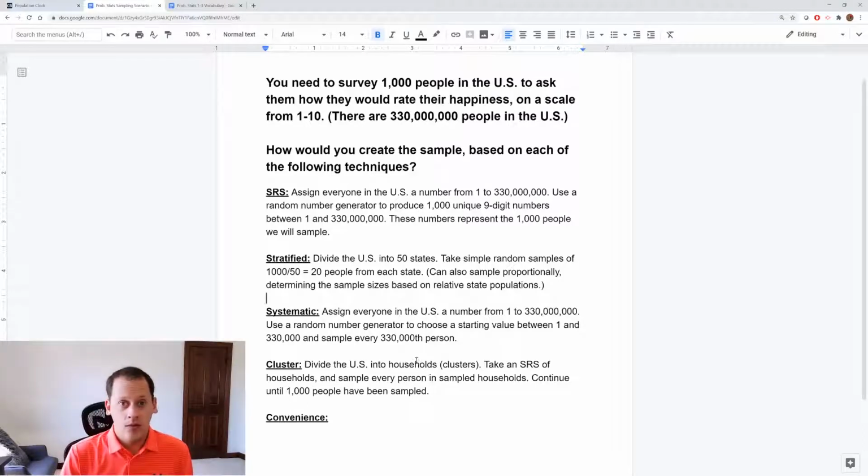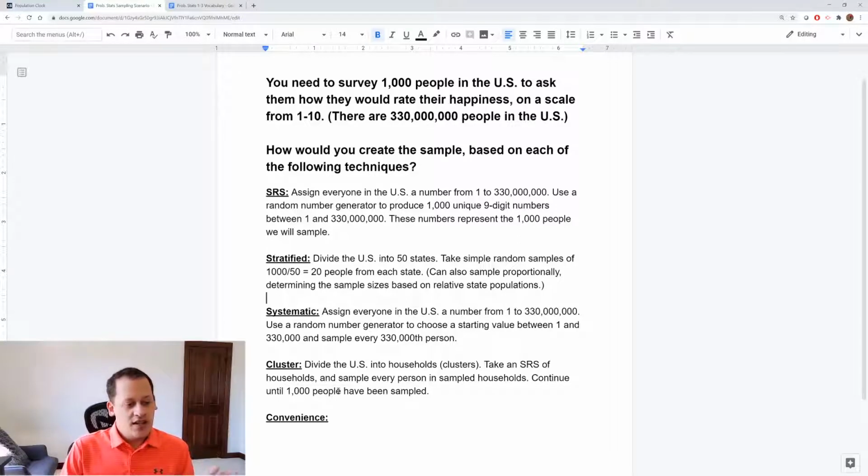as households. And so again, for cluster sampling, we divide into clusters. We take a sample of the clusters. So we're taking an SRS of households. And then within each household that gets sampled, we sample every person. Okay, so whether it's one person at a time, 5 people at a time, however many people are in that household, we get them all, and then we go to a different household. Okay? And we continue until 1,000 people have been sampled.